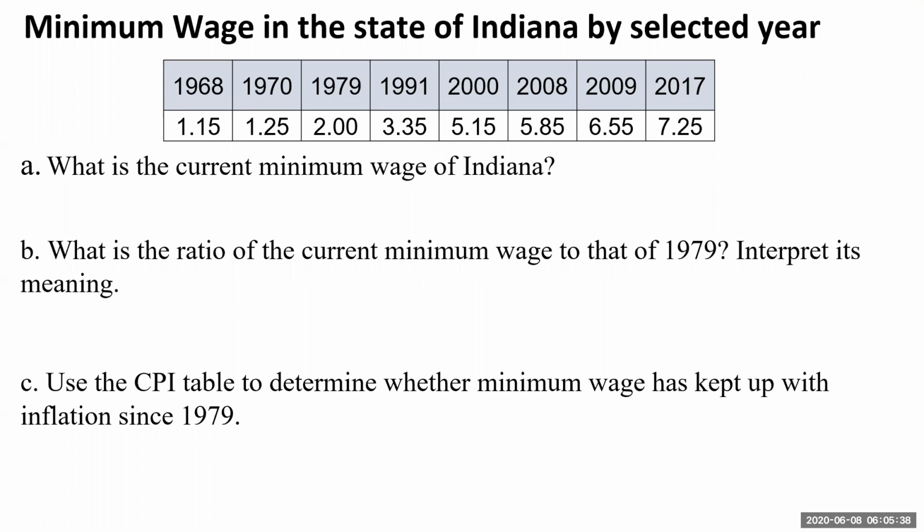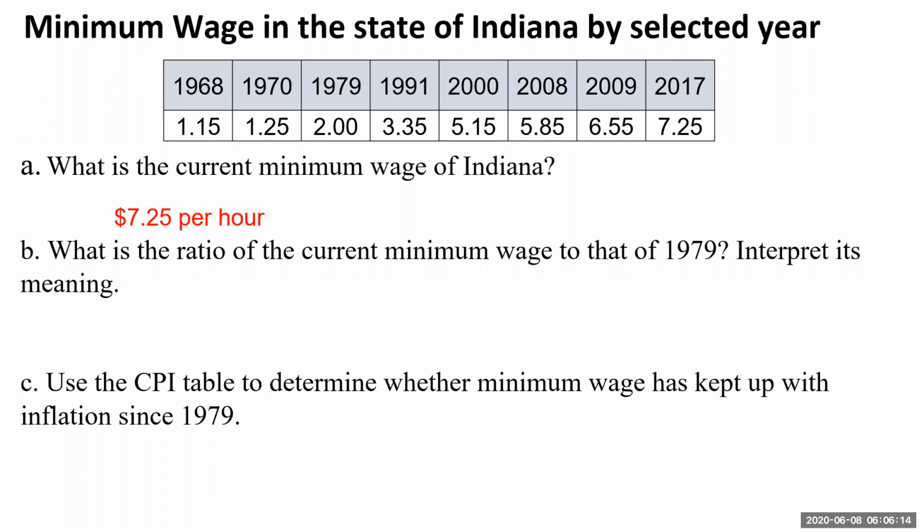Now, let's look at this data set. This is minimum wage in the state of Indiana by selected year, from 1968 to 2017. What is the current minimum wage in Indiana? You should know that. It is 7.25 per hour. And what is the ratio of the current minimum wage to that of 1979? The current minimum wage is 7.25, and that of 1979 is $2.